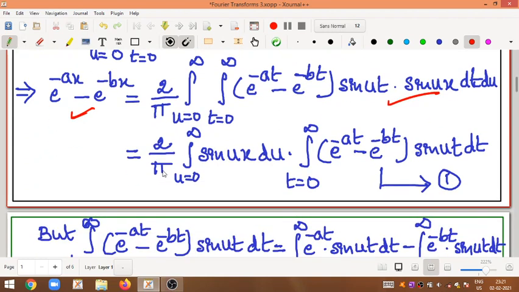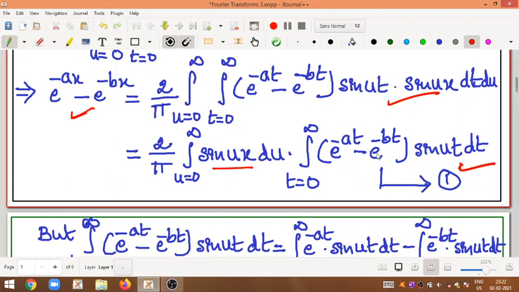Next, 2 by pi, as it is, integral 0 to infinity. Now I am writing the u terms in one place, that is sine ux into du, including the integral. Now the remaining integral t is equal to 0 to infinity of e power minus at minus e power minus bt into sine ut into dt. Call it equation 1.